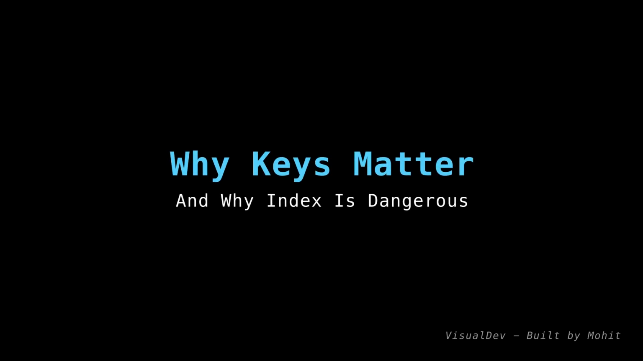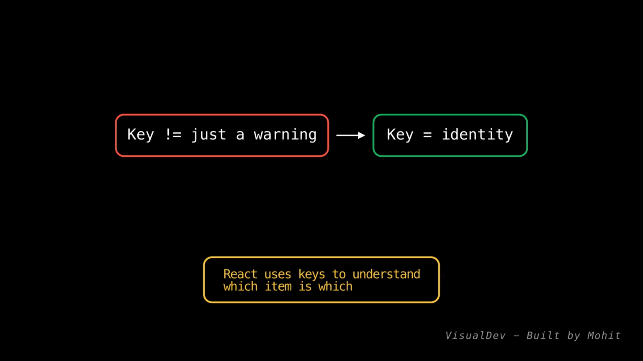You write a simple list in React, everything works, and then one day the UI starts behaving strangely. Inputs lose focus, items update incorrectly, animations break. Most of the time, the real problem is your keys. In React, keys are not just a warning you ignore. They control how React understands identity. And if identity is wrong, your UI behaves incorrectly.